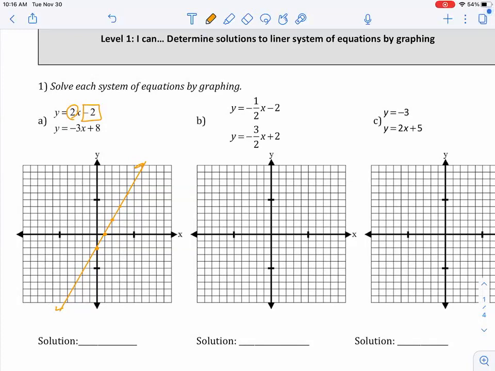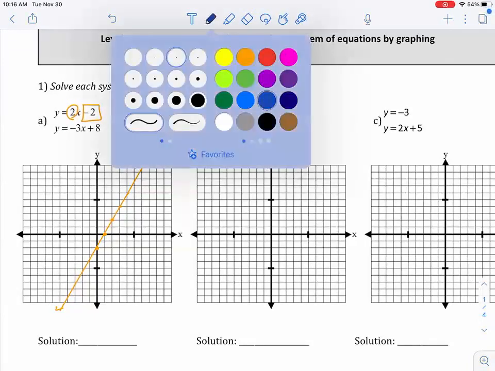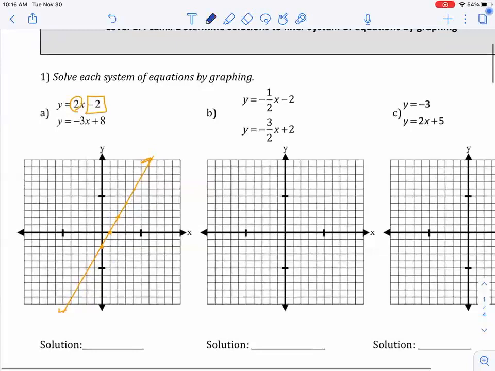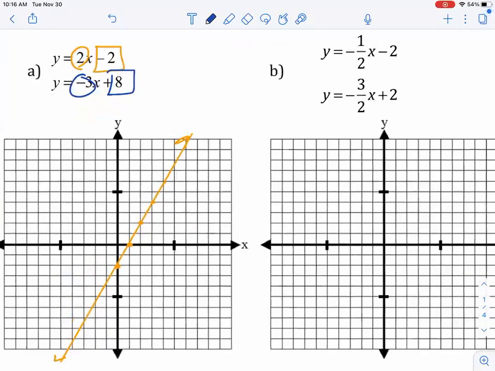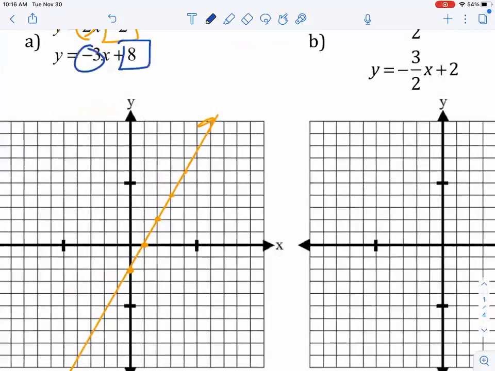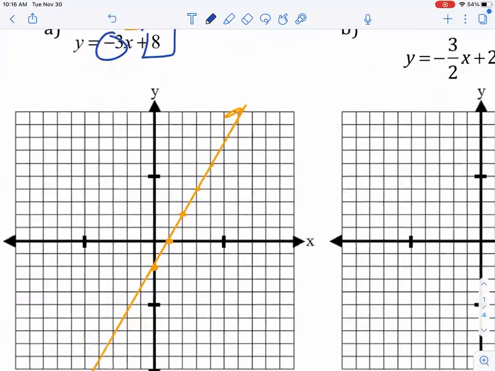Now I'm going to change colors because I did the top one in orange. I'm going to do then the bottom equation. I'll do that in blue. So I'm going to graph where I have a y-intercept of 8. Okay, so I'm going to start at 8, and then I have a slope of negative 3. So I start up on the y-axis at 8 and put a dot there.